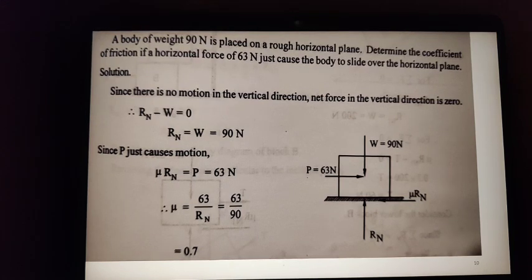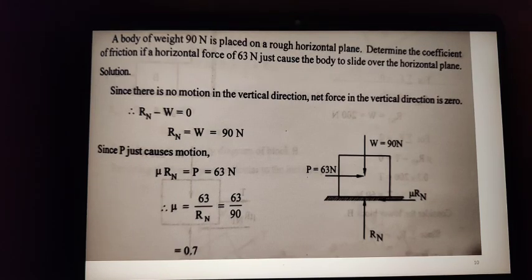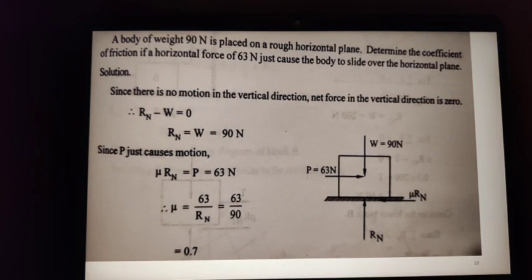So first problem is a body of weight 90 Newton is placed on a rough horizontal plane. So rough horizontal plane means friction is acting. Determine the coefficient of friction, if the horizontal force of 63 Newton just causes the body to slide over the horizontal plane. So here you can see the force acting on the body. This is the free body diagram. So horizontal force is acting towards the right, frictional force towards the left. Then you have to include the weight. Weight is acting downward. So there will be normal reaction exerted by the horizontal surface that is acting upward. So these are the four forces acting.